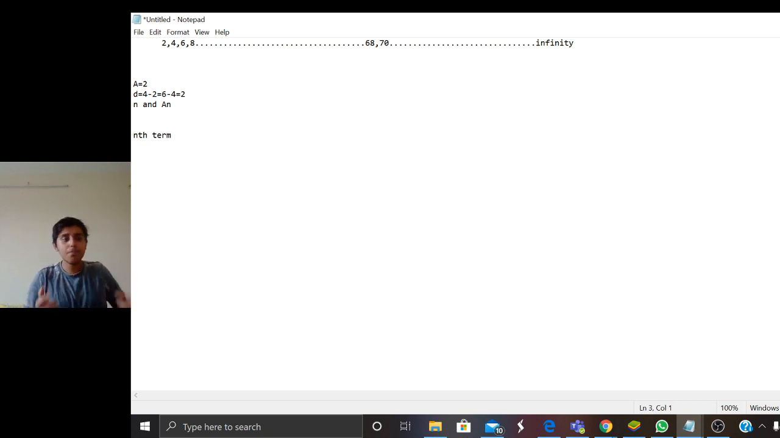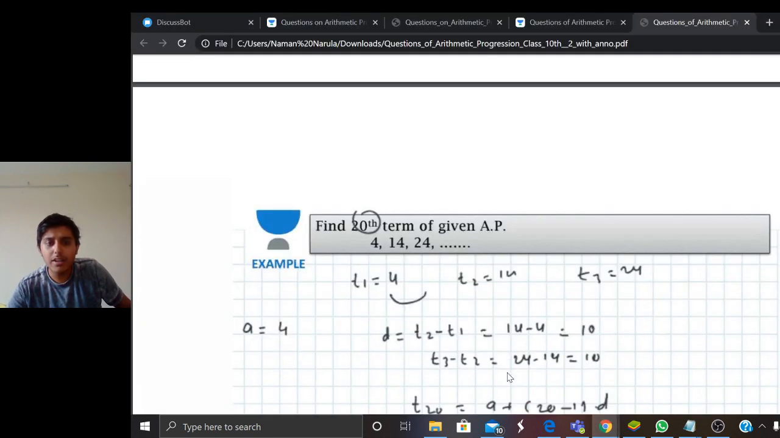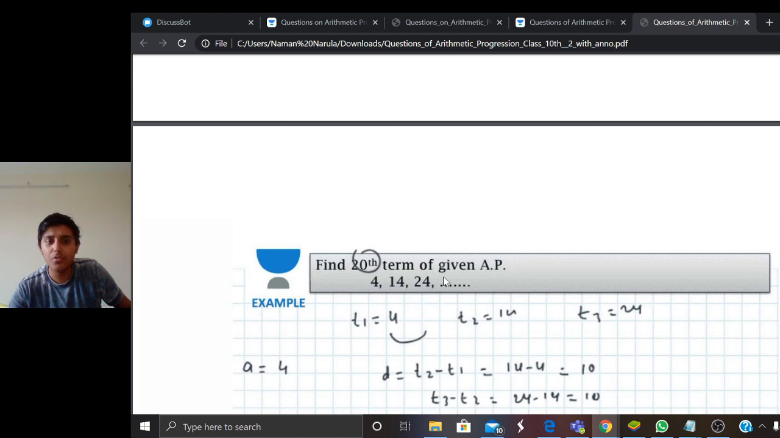Isn't that right? Now, let's take a simple question based on this, then I'll explain more things. Okay, so it's given: find the 20th term of the given AP 4, 14, 24. So let's just write that, guys.